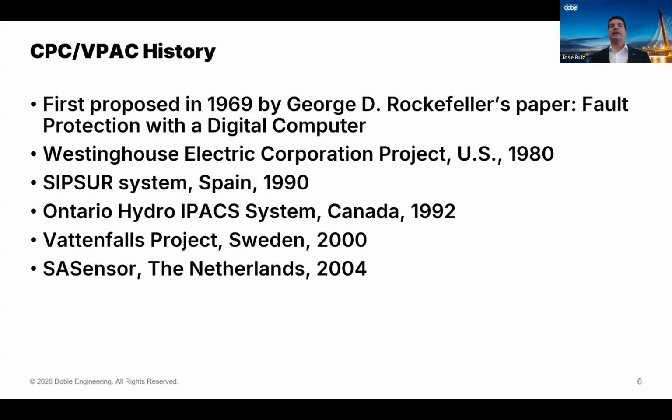Now, we have talked about what centralized protection is and why you might want to look into it. But let's talk about a little bit of history of centralized protection and virtual protection, automation, and control. As we can see here on the slide, the concept is not new. It comes from the early days of computers. Back in 1969, George D. Rockefeller proposed this in his published paper called Fault Protection with a Digital Computer.